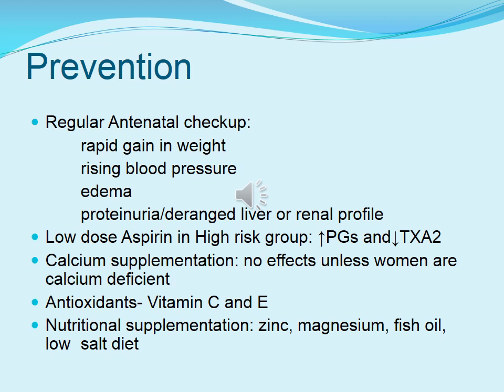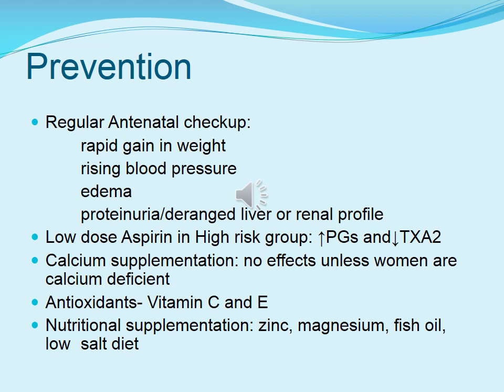What are the prevention methods? We can prevent PE and its complications by regular antenatal checkup. We check which is the high risk group, which is prone to develop PE, and should be regarded as a high risk pregnancy. They need regular and frequent antenatal checkups, such as patients with rapid gain in weight, patients with rising blood pressure, those who develop edema during pregnancy, or those who have proteinuria and deranged liver or renal profile.